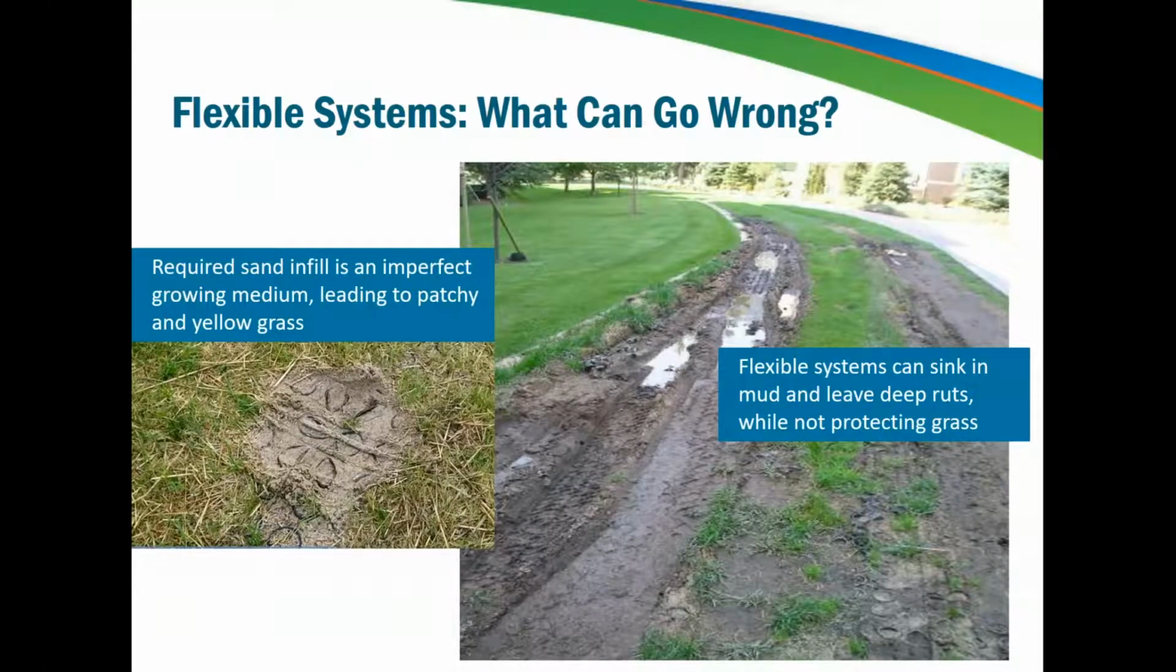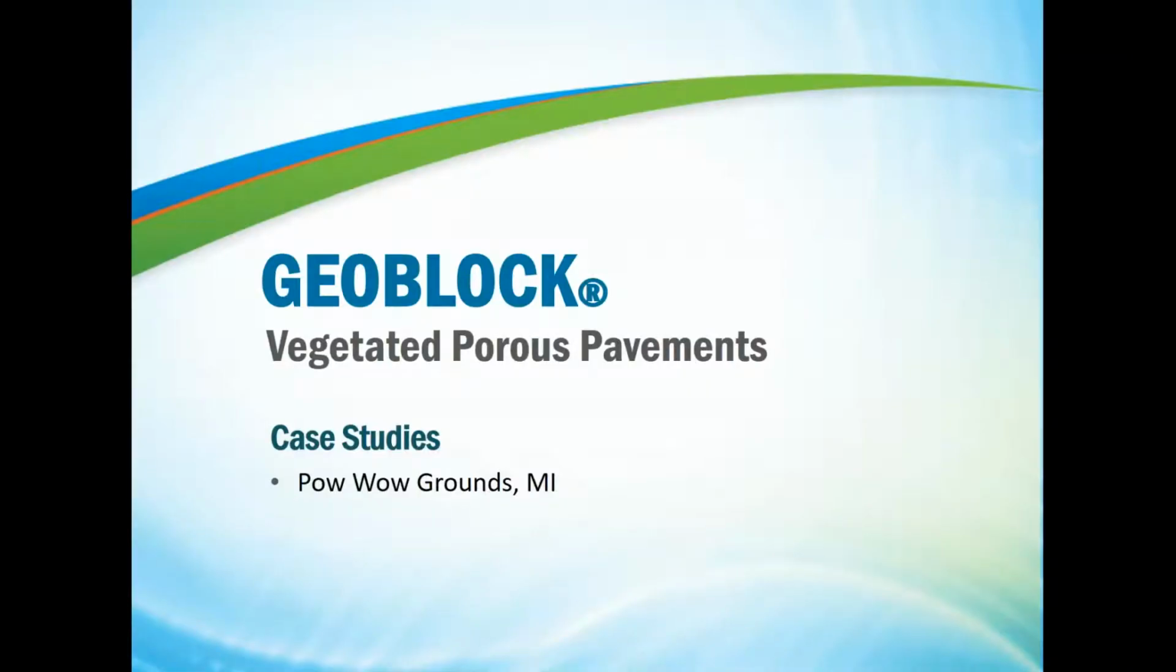And there are flexible systems for vegetated surfaces as well, and they suffer from several problems. The flexible systems tend to rut in areas of soft soil, and because they can warp due to vehicle loads, those ruts are just going to get deeper over time. And these systems require the infill to be sand, not topsoil. And it's not hard to imagine the difference in grass growing in sand versus a nutrient-rich topsoil.